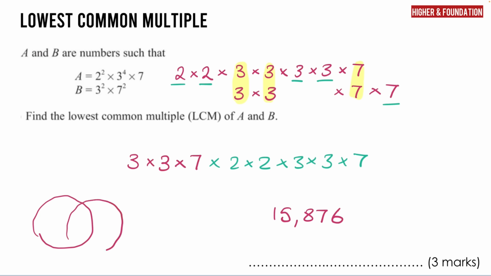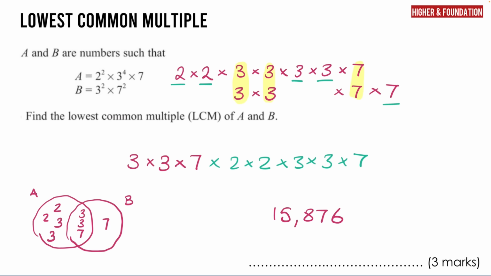Now you can also put these numbers into a Venn diagram if you prefer that visually. The numbers that are in both go into the middle, so we would have had a 3 and a 7. And then the remaining numbers that were in A, we could put on the left. The remaining numbers in B, we could put on the right. That would only be a 7 that goes in there. And we'd have 2, 2, 3, and 3 here. And then you just multiply all those numbers together for the lowest common multiple.